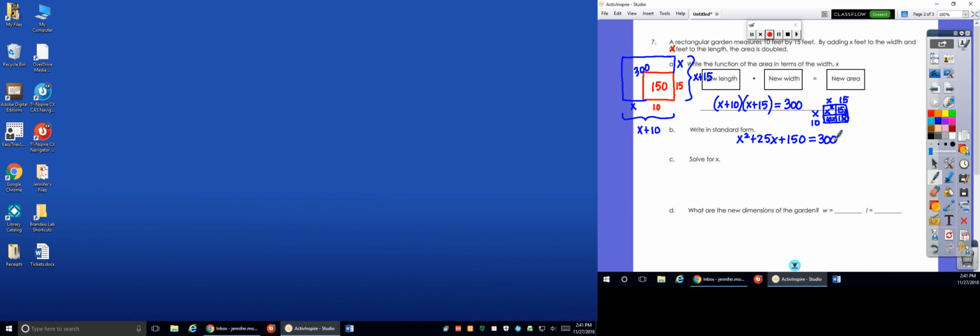Now, in order for us to find a solution, we have to have this equal to 0. So we need to subtract this 300 to the other side. We're going to end up having x squared plus 25x minus 150 equals 0. Now we can find our factors so that we can then use one of the factors to find a solution. So we're looking for two numbers that multiply to give us negative 150 and add up to 25. I'm going to give you a few minutes to think about that.